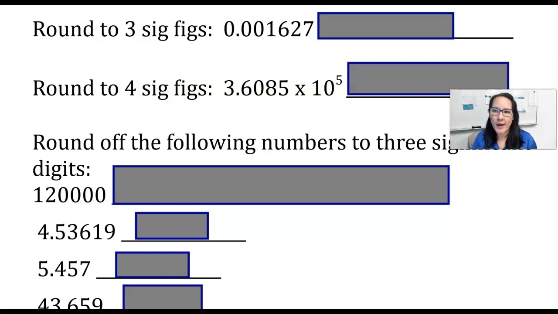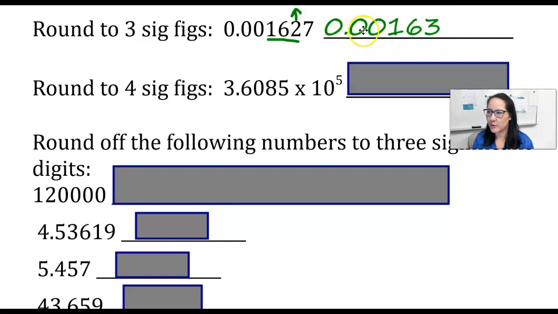So now let's look at some practice problems. We're going to round to 3 significant figures. Notice that we have zeros leading in front. Those are not significant. They are placeholders, so I do have to keep them in my final answer. My 3 significant figures are these guys right here, the 1, the 6, and the 2. And then the 7 follows the 2, means I'm going to round the 2 up to a 3. I have to keep my leading zeros, and then it's going to be 0.00163.